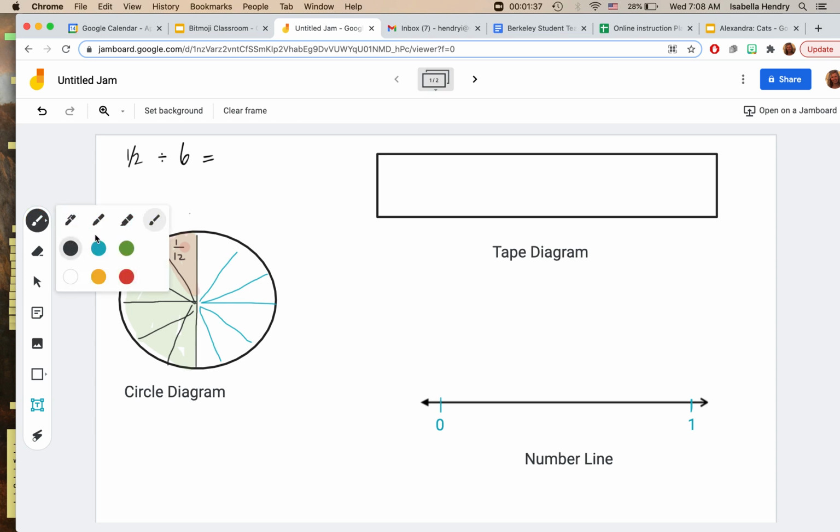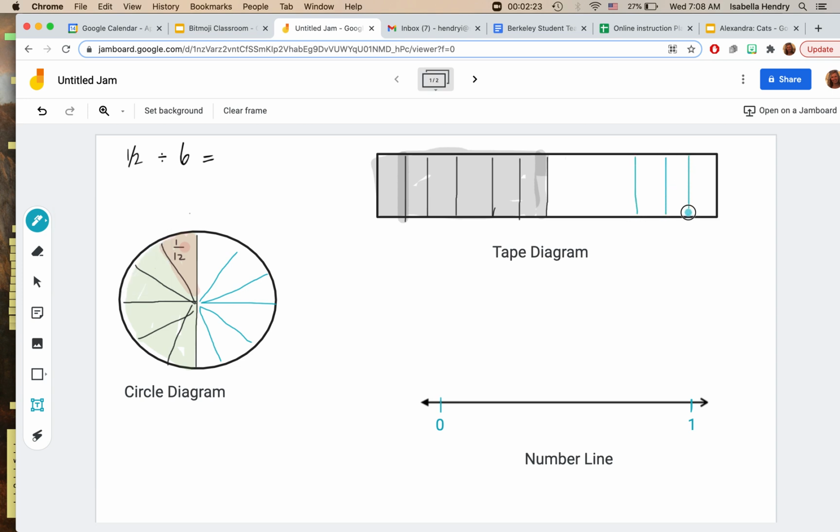You can do the same thing with the tape diagram. It's really similar. You divide your tape diagram in half. So there's half, and I would divide it into 6 equal pieces. Oops, let me use a marker instead. So now my 1/2 is divided into 6 equal pieces. If I think about my whole rectangle, if I want to make an equal number of pieces, I've got to make 6 pieces on the other side too. One of those pieces, again, is 1/12 of that whole entire rectangle.